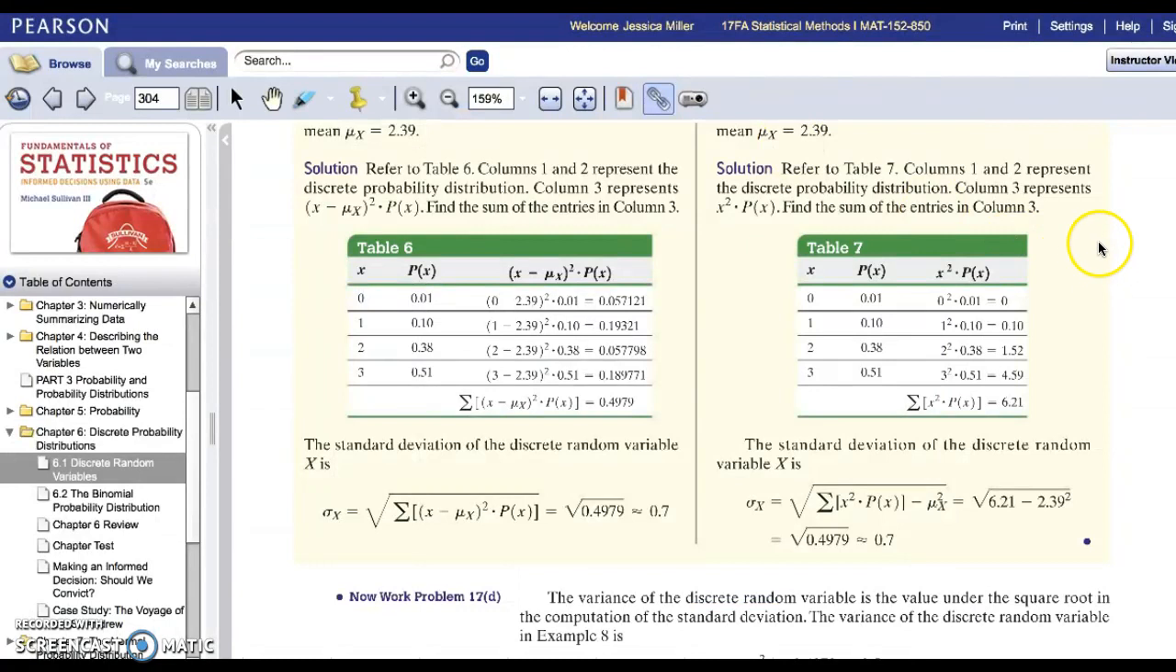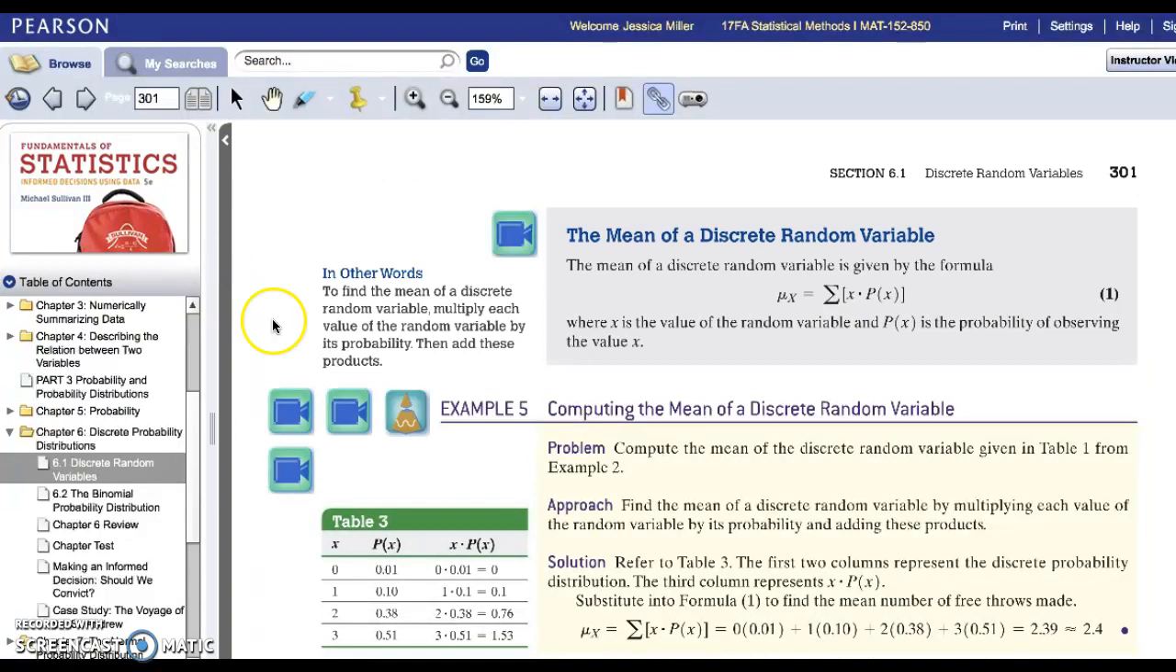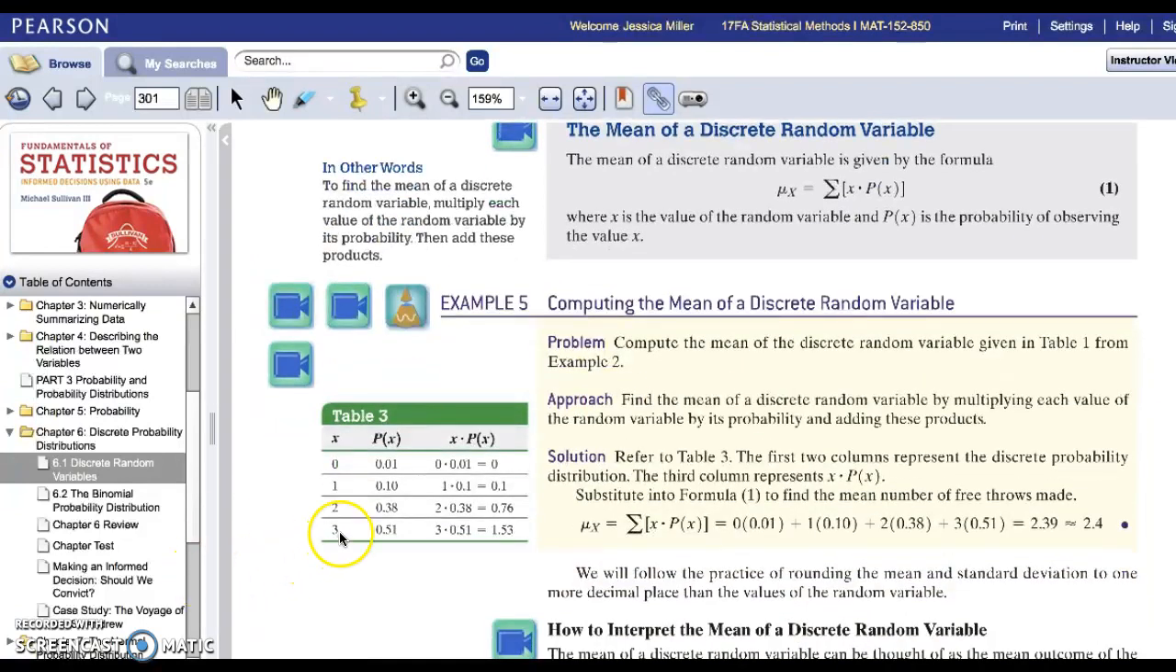Okay, so let's go back and think about a little bit of the interpretation of that 2.39. If we're thinking about our table, we already said that most of the time our player makes between 2 and 3. So this average that we're getting, or the theoretical mean, is saying that over the long run, we're going to have an average of 2.39, 2.4 free throws out of every 3.